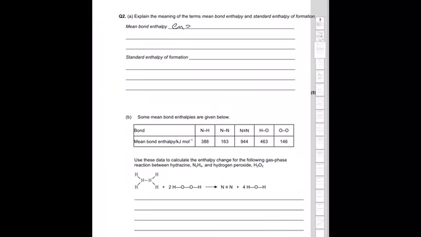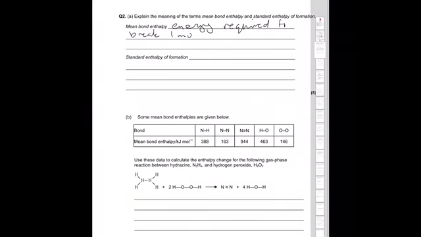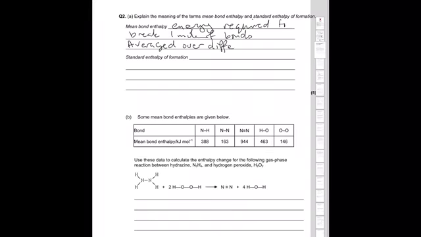Right, okay, so mean bond enthalpy is the energy required to break 1 mole of bonds. Those are covalent bonds, really. Averaged. Now, strictly speaking, that should be in the gaseous phase as well, but that wasn't in the mark scheme. But it should be gaseous substances there.